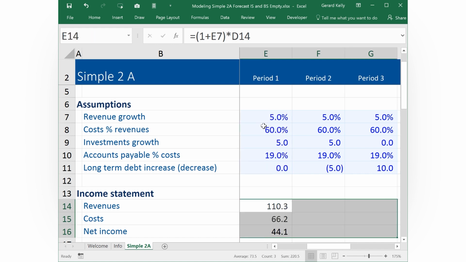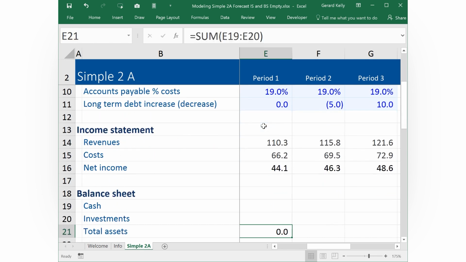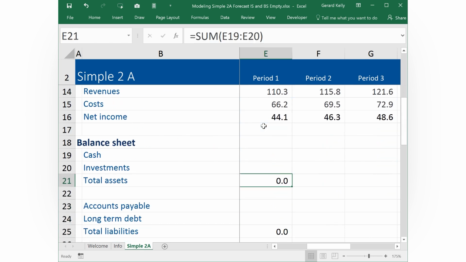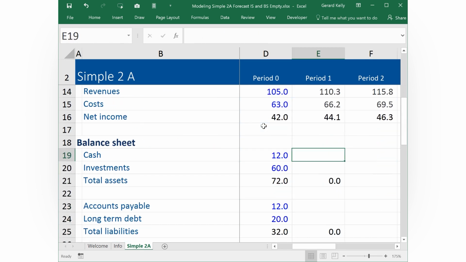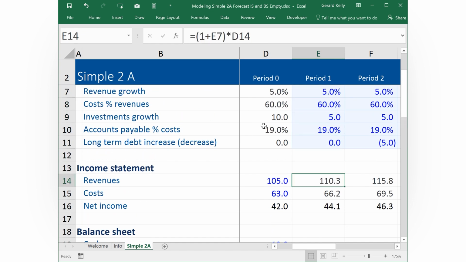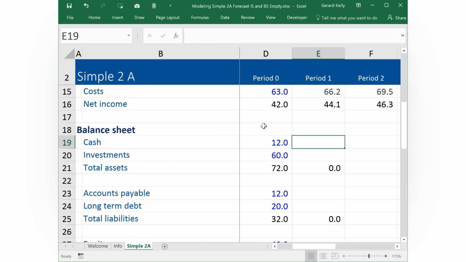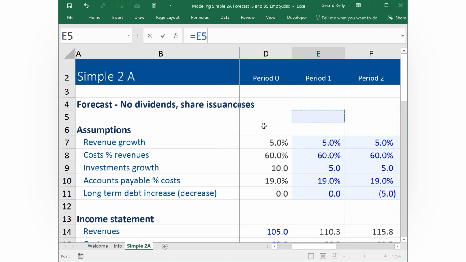Let's make sure those figures are all correct. 46.3, 48.6, fantastic. I carry on now down to the balance sheet. Now cash I'm going to leave out. There isn't actually an assumption given. What we need to do for cash is calculate the cash flow statement later on. So I start with investments. I scroll up to my assumptions.